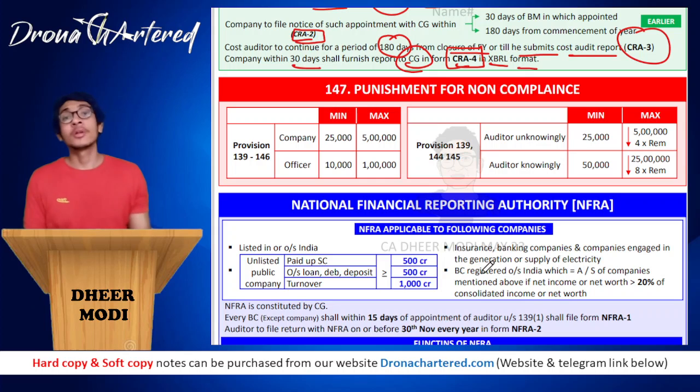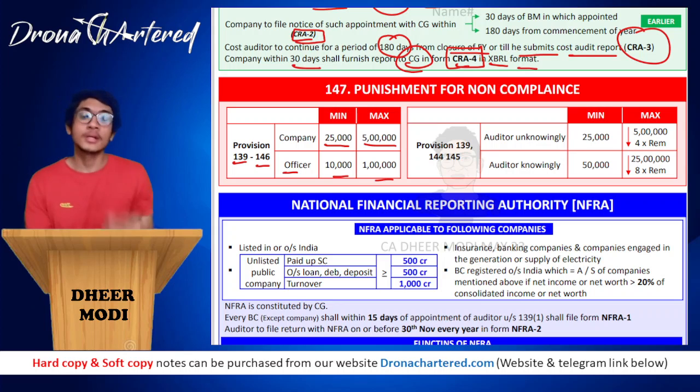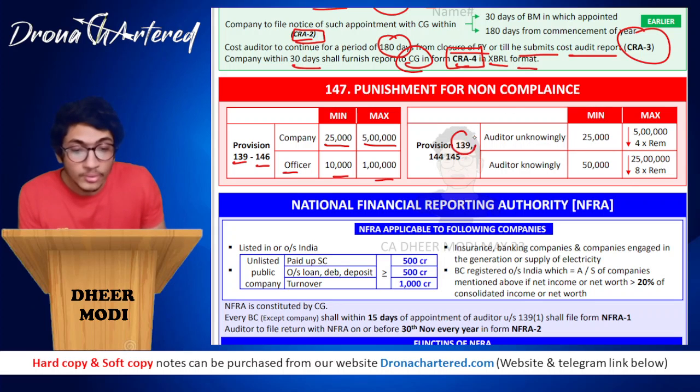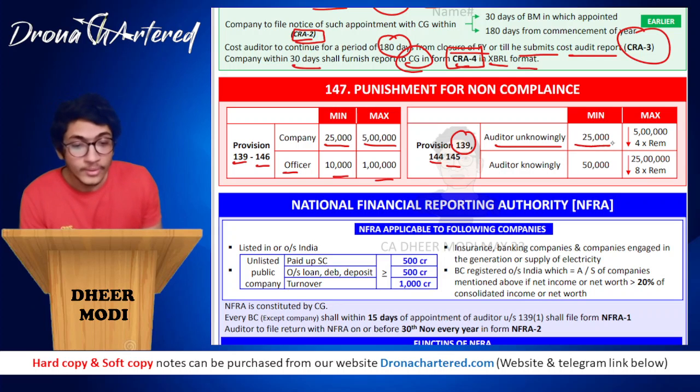So any punishment for non-compliance, that is section 147. If there is non-compliance from section 139 to 146, if it is the company, it will be minimum 25,000 to maximum 5 lakh, and if it is an officer in default, it is 10,000 to 1 lakh for section 139 to 146. However, if it is provision 139, 144, 145, an auditor knowingly or unknowingly, that means if it was not intentional, if it was a mistake, then in such a case it will be 25,000 minimum and maximum will be 5 lakh or 4 times the remuneration, whichever is lower.